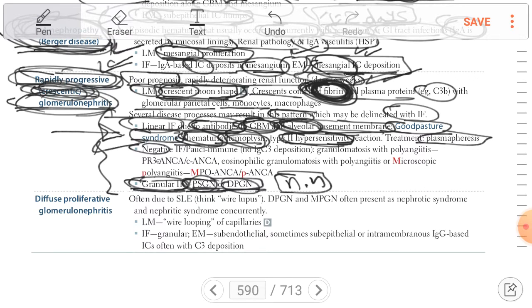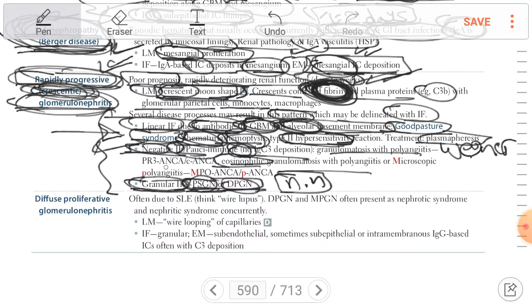Then the last one is negative immunofluorescence. It's called pauci-immune, so there is no immunoglobulin or C3 deposition. Why? Because it's pauci-immune, meaning negative immunofluorescence. We have to differentiate between two diseases: granulomatosis with polyangiitis, and again granulomatosis with polyangiitis but with an add-on of eosinophilic. Granulomatosis with polyangiitis is called Wegener syndrome.